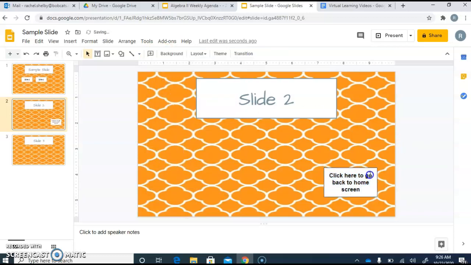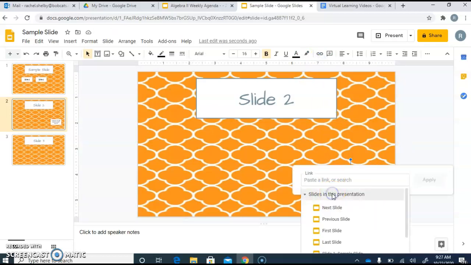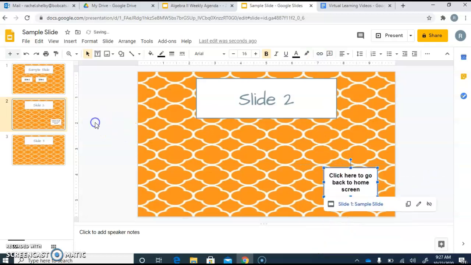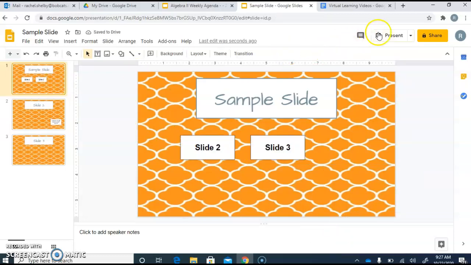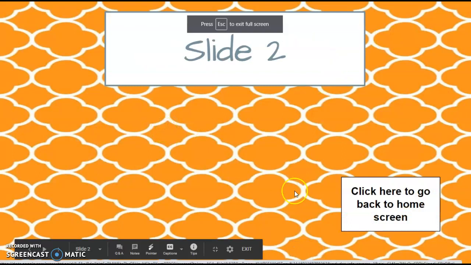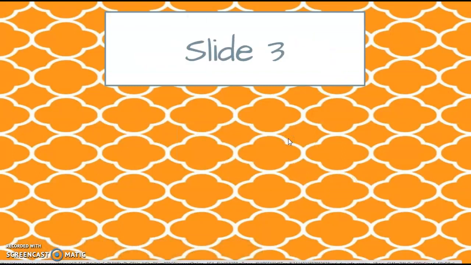So then you do the same thing. You just highlight this box, insert link, slides, but you want it to go to slide 1. So now, when you've got this open, if they go to slide 2, there's a link to go back to the main screen so that they can now click on a different one.